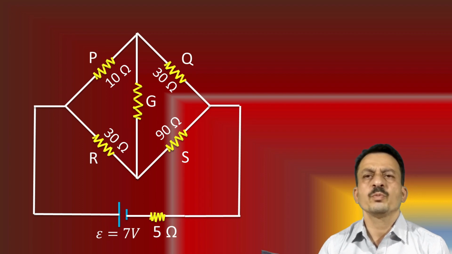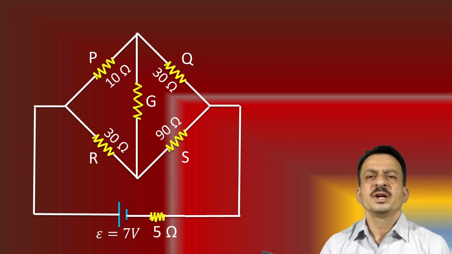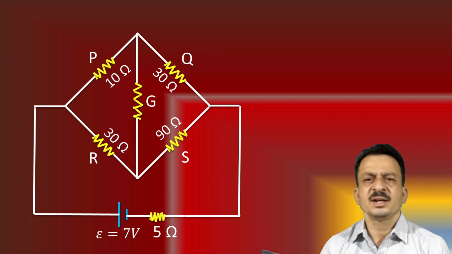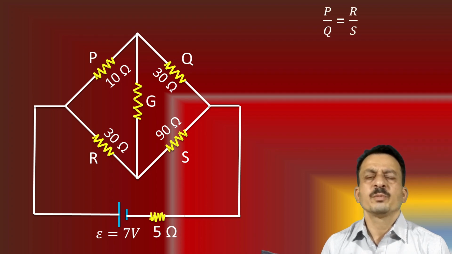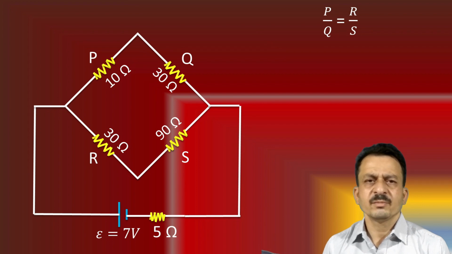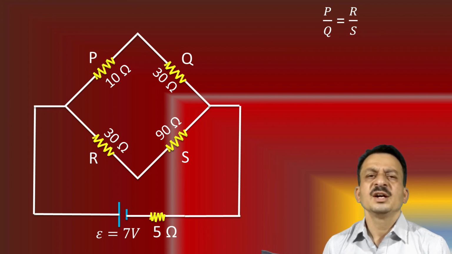Now if you take the ratio of P by Q, it is 10 by 30, that is 1 by 3. Take the ratio of R by S, 30 by 90, it is also 1 by 3. Now the bridge is balanced. Therefore, there is no current flowing through the galvanometer which is having a resistance of 50 ohm. Hence, we can remove the galvanometer simply. Therefore, P by Q is equal to R by S. So therefore, there is no current flowing through the galvanometer because the galvanometer shows zero deflection. Let me remove that one.